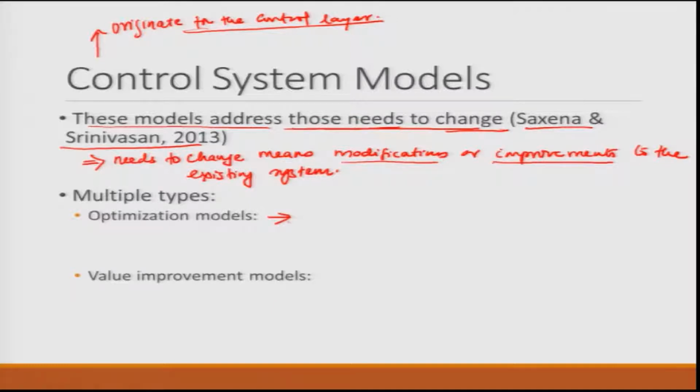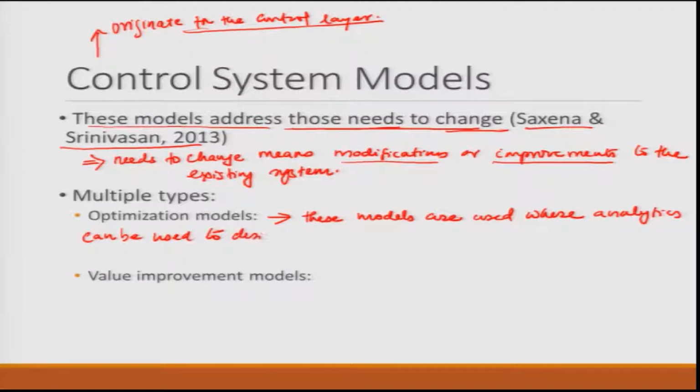The first one is called the optimization model. The optimization models are defined as models used where analytics can be used to design, build and execute models required to make optimal choices.